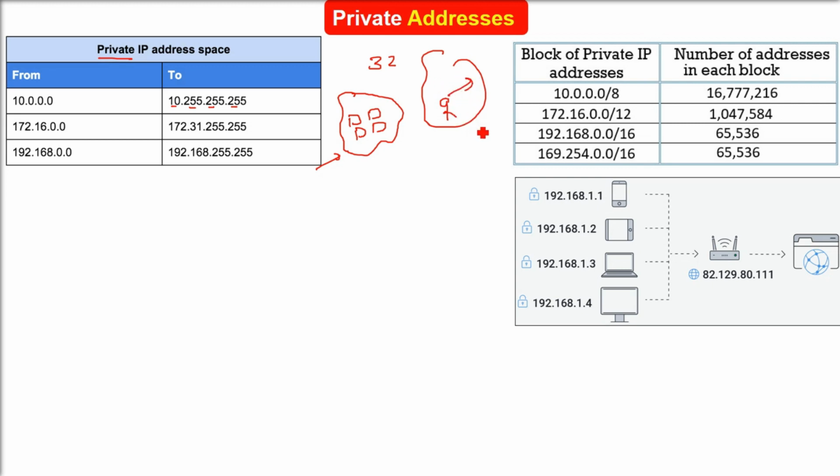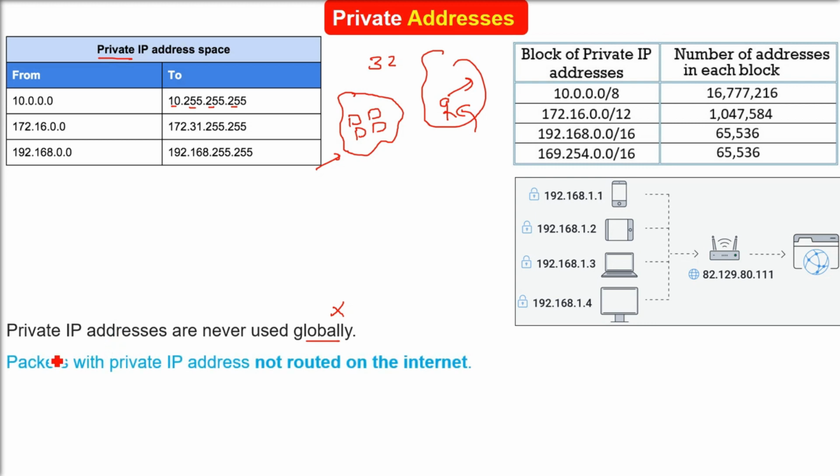When you want to get connected to the internet, private IPs cannot be used. It will always be a public IP. On the internet, public. In your organization, private. So private IP addresses are never used globally, never used on the internet. They are only for your private purpose. Packets with private IP addresses, that is from 10.0.0.0 to 10.255.255.255, and likewise two more rows.